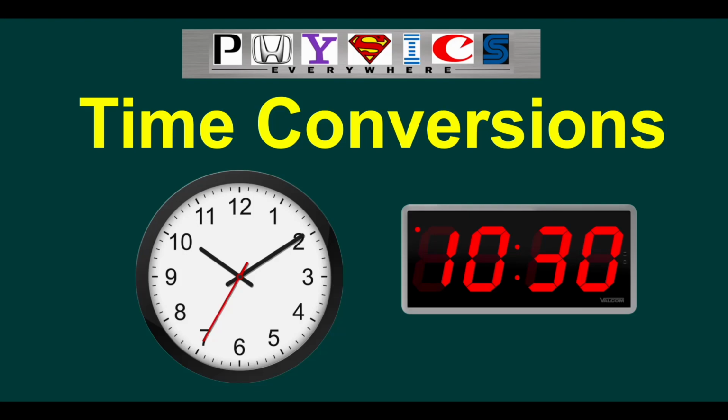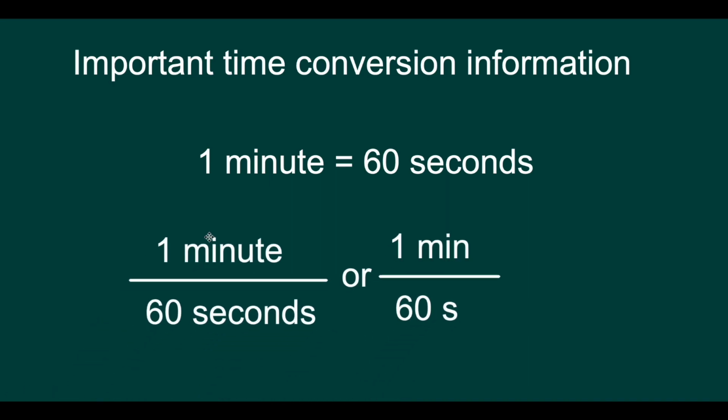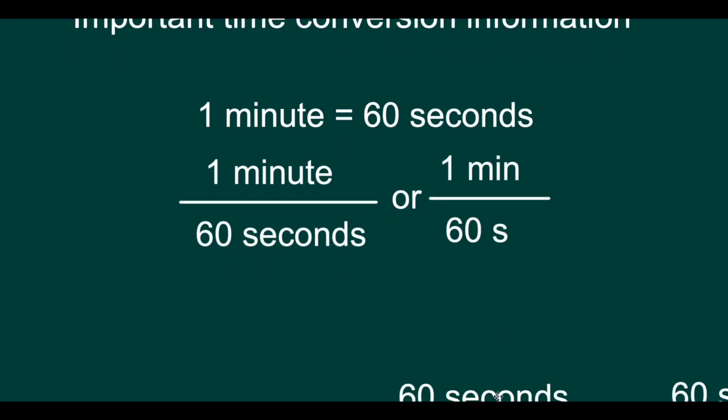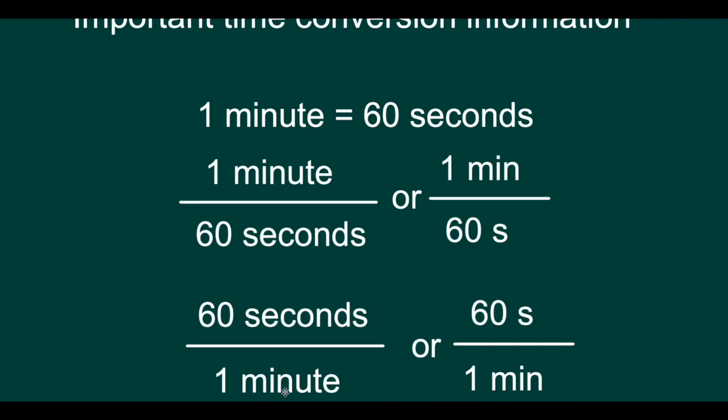All right, for this video, we're going to be looking at doing time conversions. Now, before we start, a couple of things we need to remember, and that is there are 60 seconds in 1 minute. We want to make that a ratio. We could say that 1 minute is equivalent to 60 seconds, or using the short form for the units, 1 min, 1 minute over 60 seconds. We could also write that as the equivalent ratio of 60 seconds per minute, or 60 s over 1 minute.